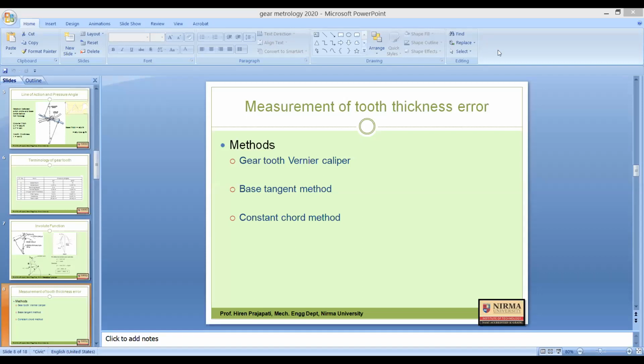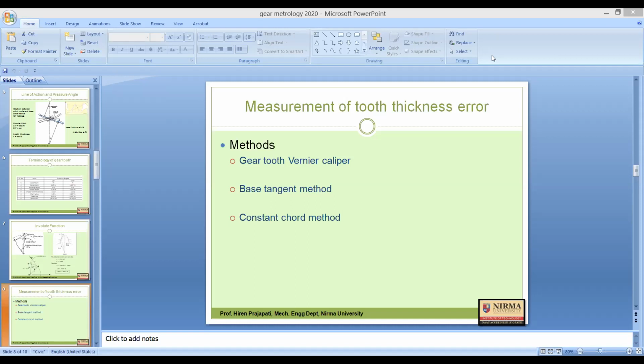In our first session of gear metrology, we discussed different terms related to involute gears: line of action, pressure angle, and involute function. We also discussed how the involute profile of a gear tooth is generated by keeping the base circle as a reference. Now, there are many features in a gear, but a very basic and important feature is gear tooth thickness.